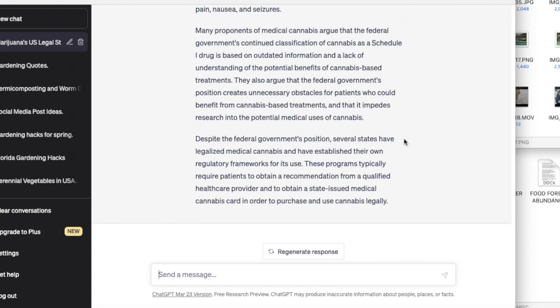Boom. Let's just take a look at this again real quick. Some argue the federal government's continued classification of cannabis as a Schedule I drug is an overreach of its authority and infringes on states' rights. Again, where does it get the authority? Let's continue. So I keep trying to put it in a box, rewording some questions. So, does the federal government have a constitutional right to make cannabis illegal? Let's see what it says.